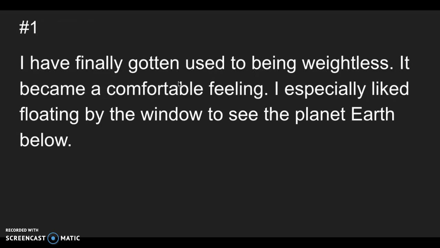So number one, I have finally gotten used to being weightless. It became a comfortable feeling. I especially liked floating by the window to see the planet Earth below. Who am I? So fourth graders, I want you to look at this text, look at the words that are being used, and I want you to find clues.